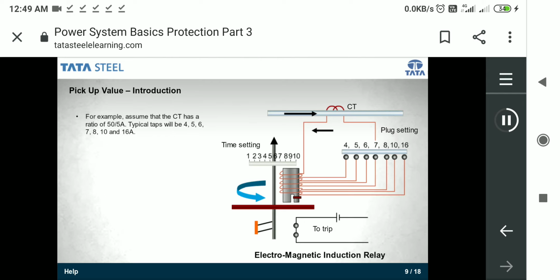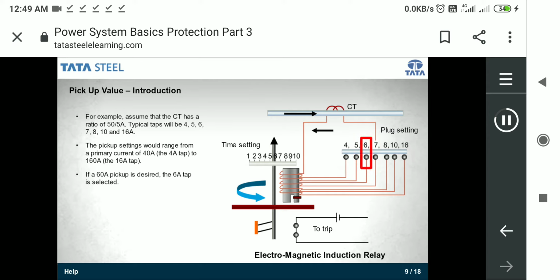Let us now understand with the help of an example. For example, assume that the CT has a ratio of 50 by 5 ampere. Typical taps will be 4, 5, 6, 7, 8, 10 and 16 ampere. The pickup settings would range from a primary current of 40 ampere or the 4 ampere tap to 160 ampere or the 16 ampere tap.